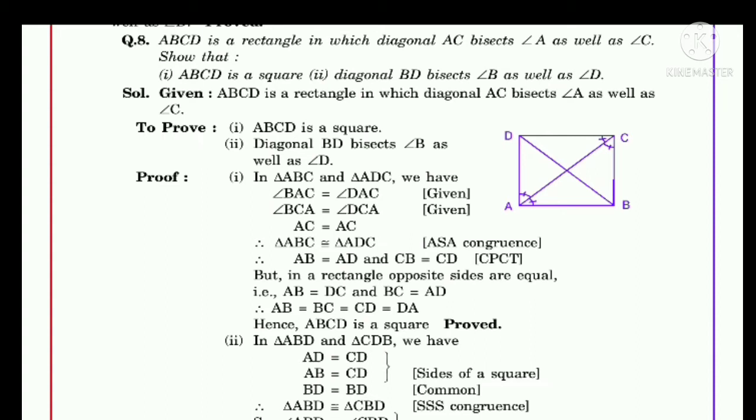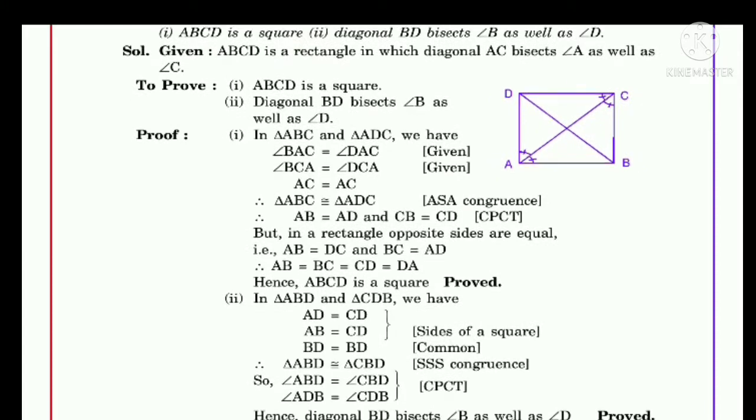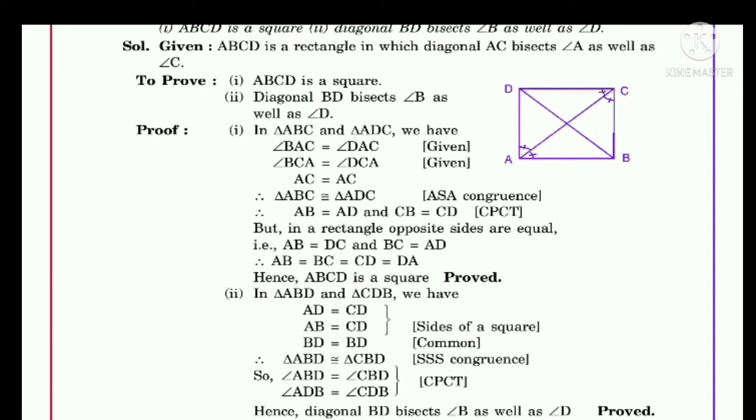We write that, and after that one thing we know, ABCD is a rectangle. So in case of a rectangle, opposite sides are always equal. So that means we know AB equal to CD or DC, and BC equal to AD. And from here, if we combine these two, then as a whole we can write AB equal to BC equal to CD equal to DA. I hope all of you understood this one properly. Very simple one.